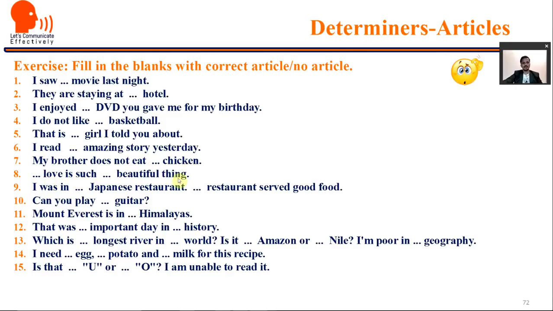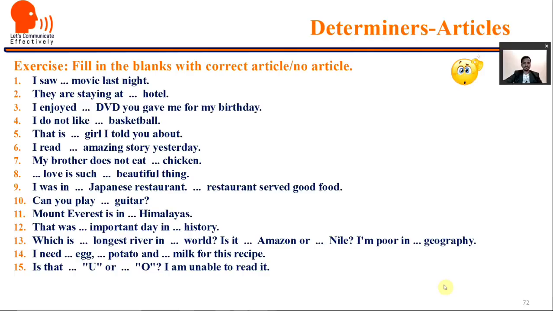Love is such ... beautiful thing. I was in ... Japanese restaurant. ... Restaurant served good food. Can you play ... guitar? Mount Everest is in ... Himalayas. That was ... important day in history. Which is ... longest river in ... world? Is it ... Amazon or ... Nile? I am poor in geography. I need ... egg, ... potato and milk for this recipe. Is that ... U or ... O? I am unable to read it.